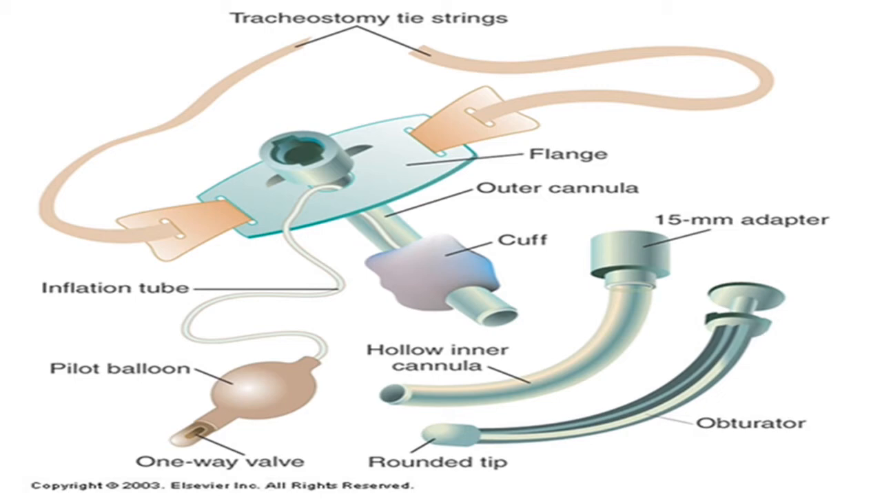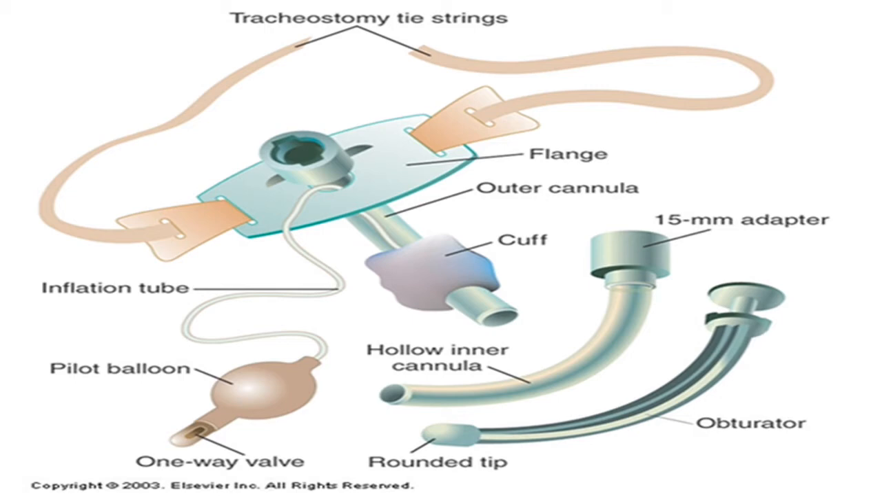The obturator is something that's only used when a tracheostomy tube is initially inserted. It helps to ease insertion. It has a rounded tip that the provider will use to insert that tracheostomy into the trachea. And then the other part would be the tracheostomy ties. In this illustration, they're strings. Oftentimes we use commercially prepared Velcro type holders, and they help to keep the tracheostomy in place.